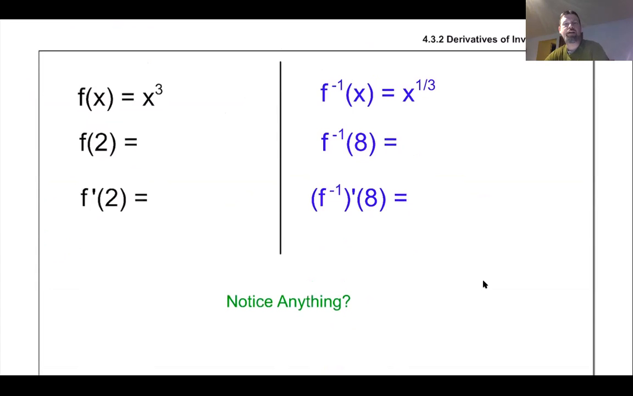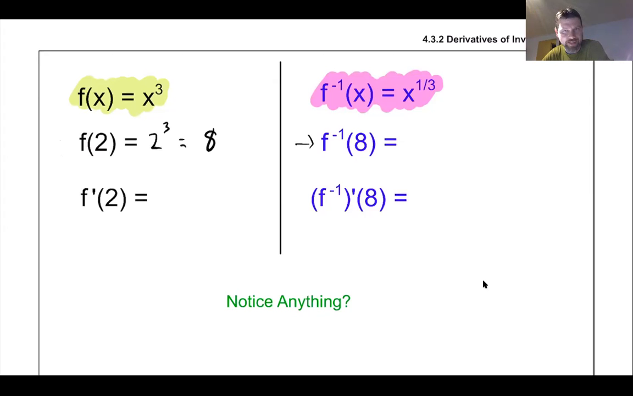In this section, we're going to explore some relationships between an original function and its inverse. Here I've got f of x equals x to the 3rd, and I've got its inverse function, f inverse of x equals x to the 1/3, which we had just found earlier. We're going to plug in a few values, find a few things, and then we're going to notice something about them. So first off, f of 2. f of 2 is just plugging a 2 into the function f. So plug a 2 in there, I'd have 2 to the third, which is just 8.